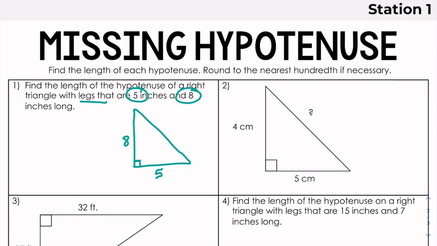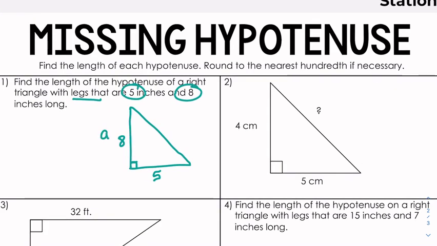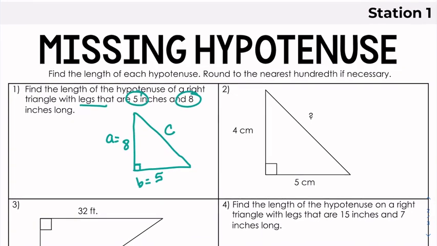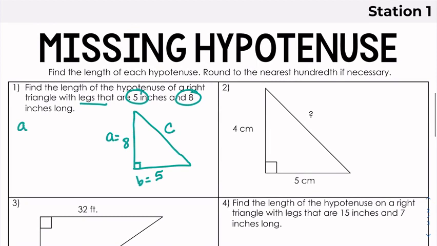Let's go ahead and label our sides with A, B, and C. Okay, so I'm going to say that my A equals 8, my B equals 5. You could switch them. It would not matter. However, our hypotenuse is always C. All right, now remember our rule is A squared plus B squared equals C squared.